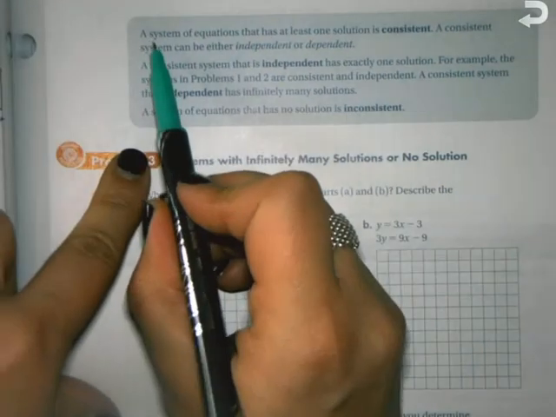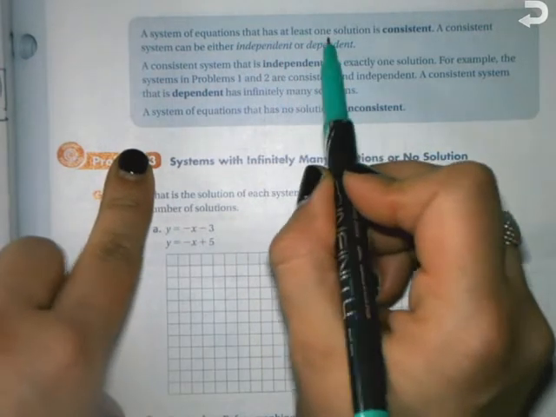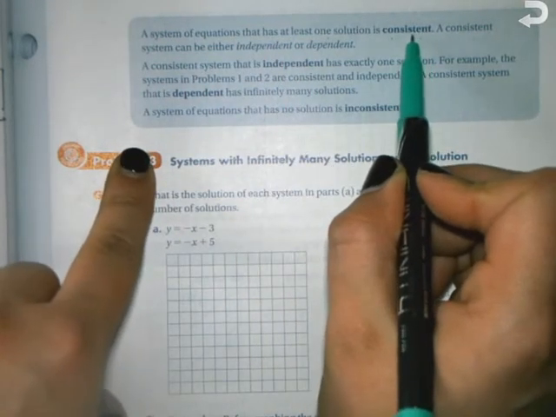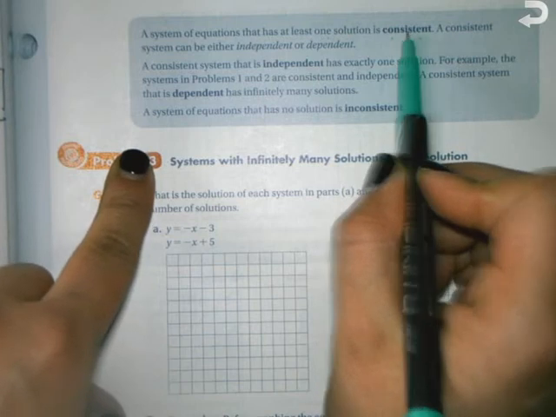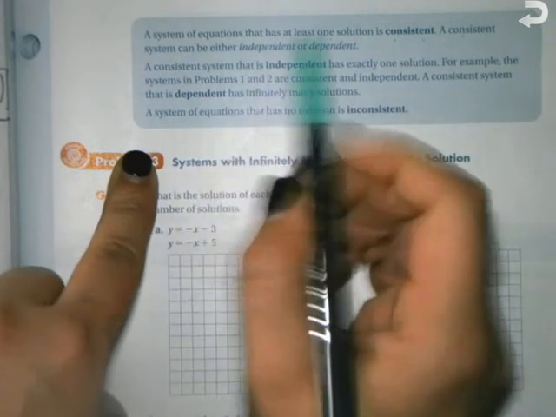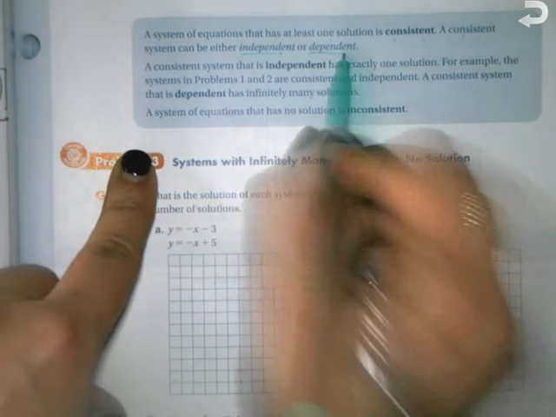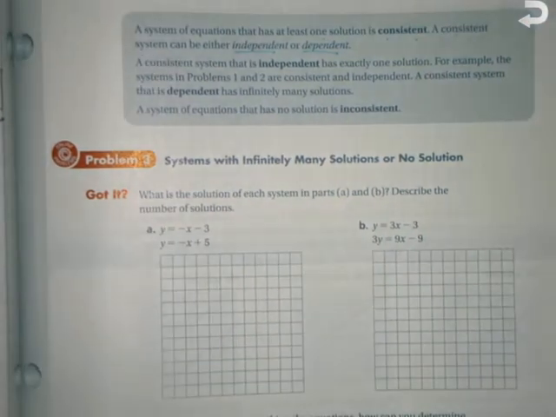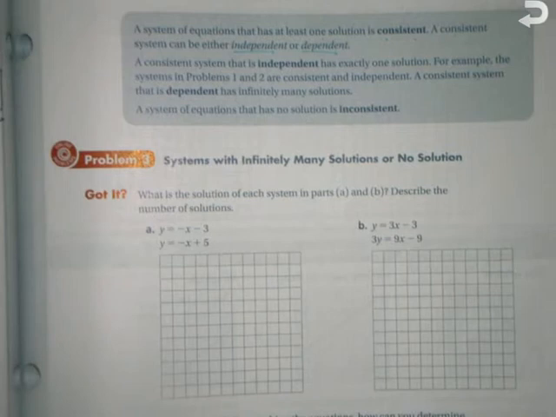A system of equations that has at least one solution is called consistent. So if it has at least one solution, it's called consistent. A consistent system can be either independent or dependent. Okay? So we have a consistent system. That means that it has at least one answer, and it's either independent or dependent.